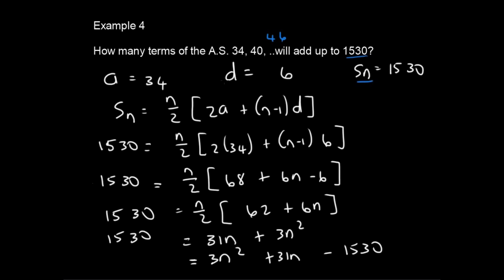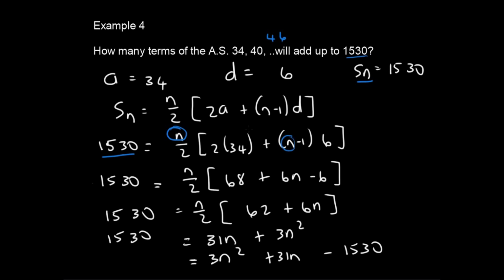What's our a? It's 34. What's our d? It is 6. So we obviously need to find out how many terms of the series will add up to 1,530. So what we are going to do is say Sn is equal to n over 2 times (2a plus (n minus 1)d). Why are we not using the second formula? Because we don't have our last value. We have our Sn value, but we don't have our last value. So we're going to substitute that 1,530 in there, and then we are going to substitute what we know. What we don't know is what n is, so we cannot substitute that.